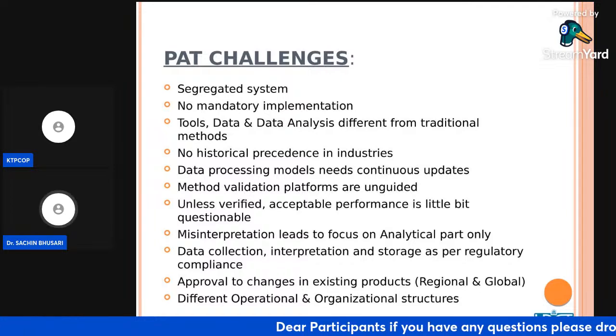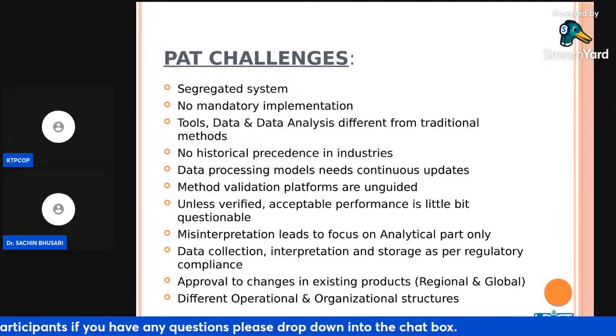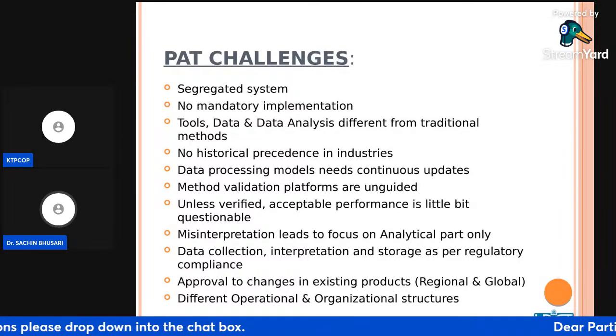every process is different, every manufacturing is different. The kind of data which is generated needs updates. That is another challenge, because you have to be on your toes for these updates. Now, method validation platforms are unguided.